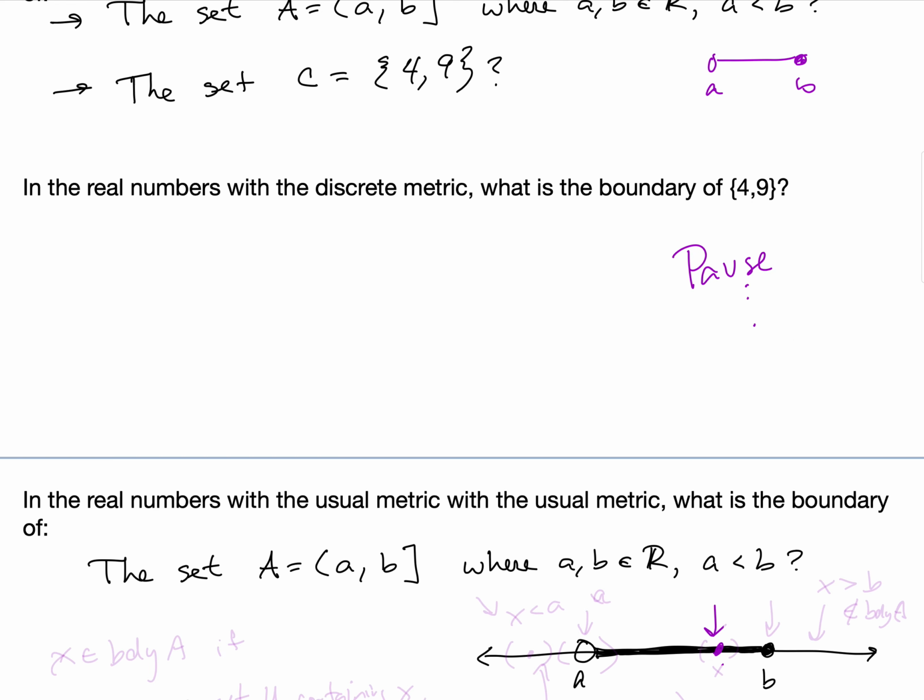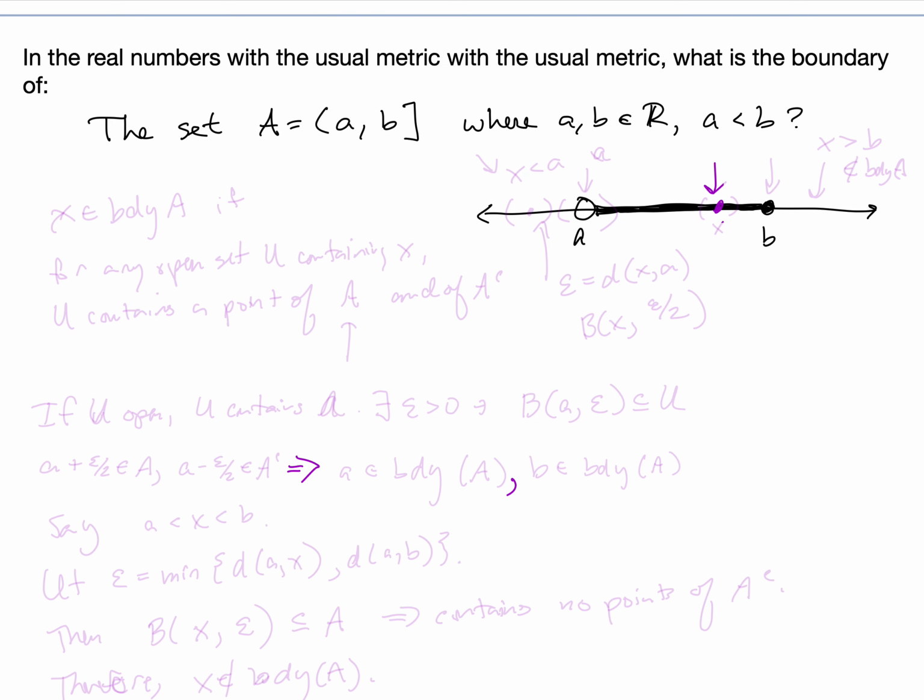All right, so what is the boundary of the set [a, b), the half open interval from a to b, in the real numbers with the usual metric? So let's think of that alternative definition: x is in the boundary of a set A if for any open set U containing x, U contains a point of A and of A complement.